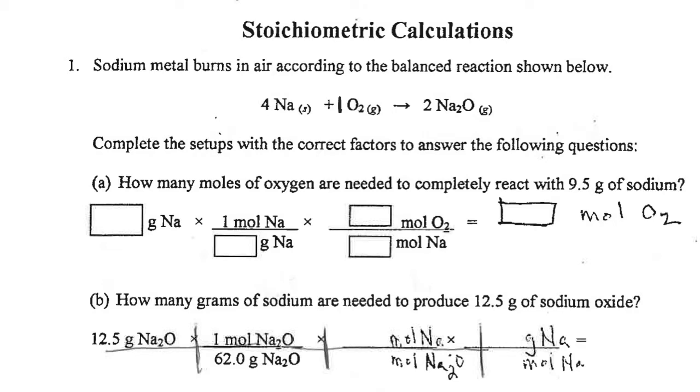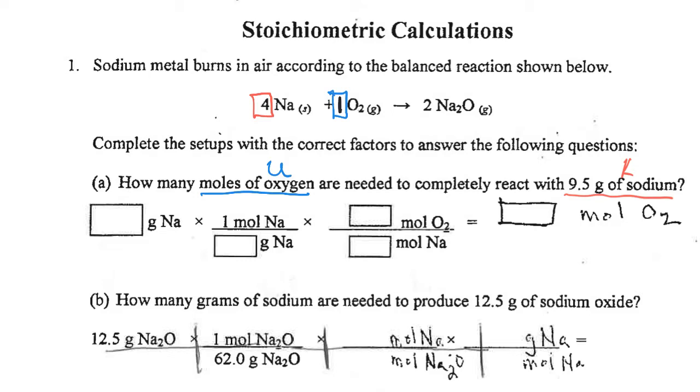So, how many moles of oxygen are needed to completely react with 9.5 grams of sodium? So there's my known. And I'm going to go up to my equation and I'm going to box that because that's the coefficient that I need for my known. Now I'm going to identify my unknown. How many moles of oxygen? I'm going to go up to my equation and I'm going to box the unknown. Don't take shortcuts with this. You really do need to box the known and the unknown. If you don't, you're very likely to grab the wrong coefficient.